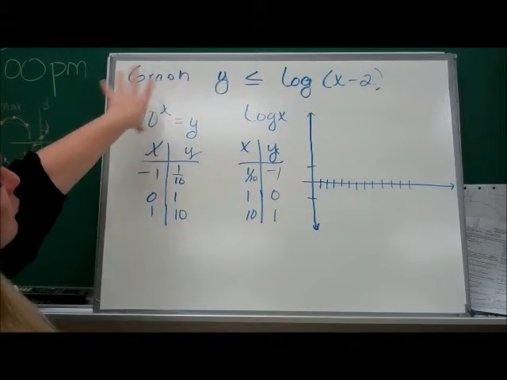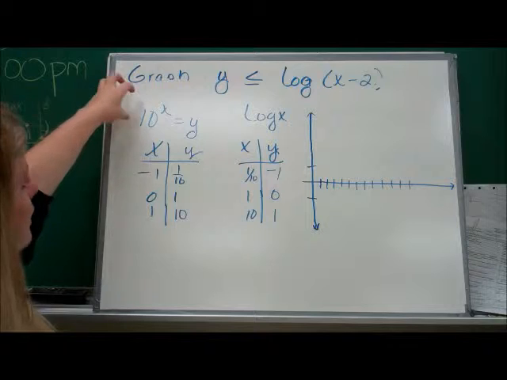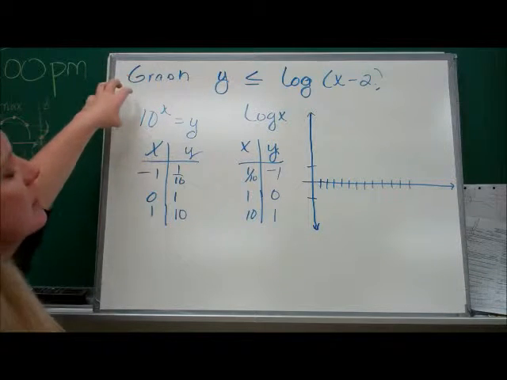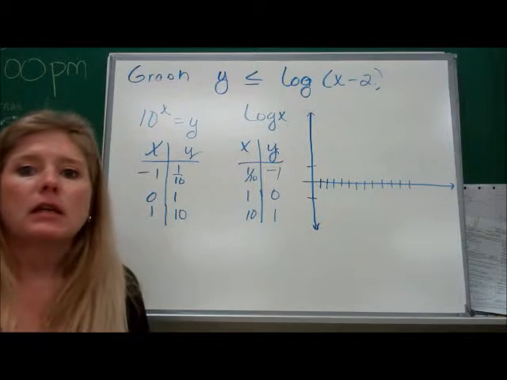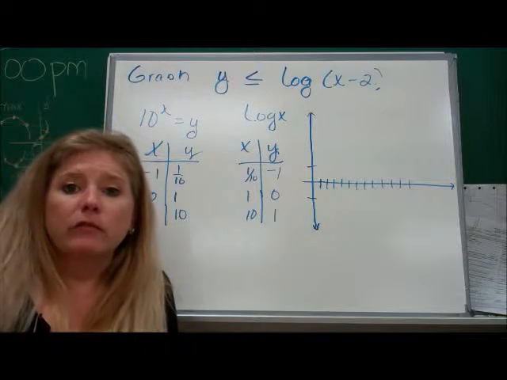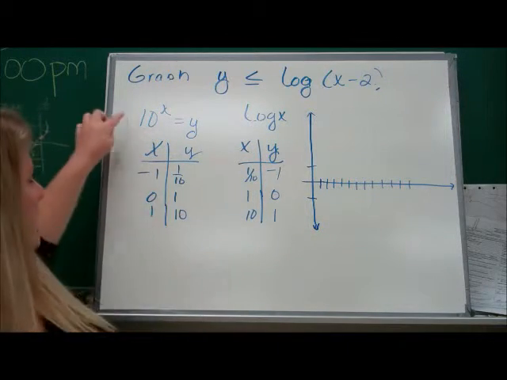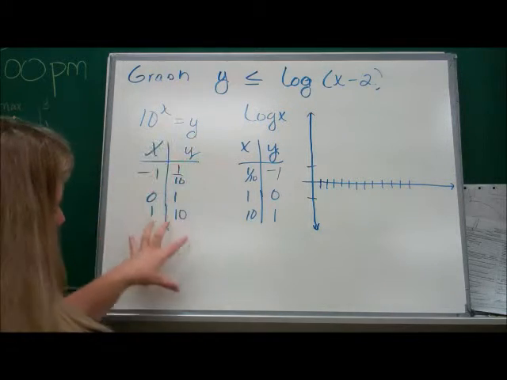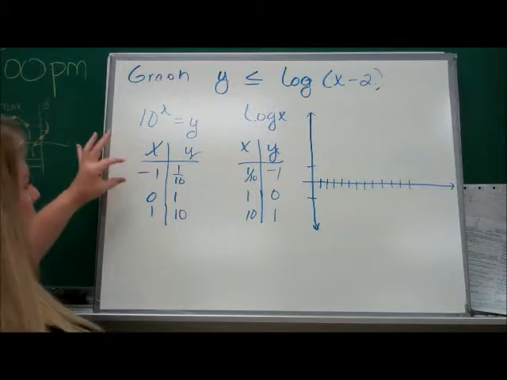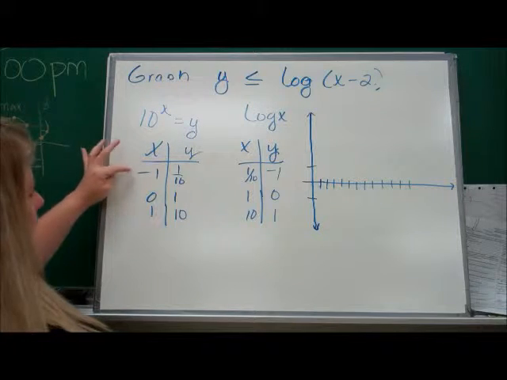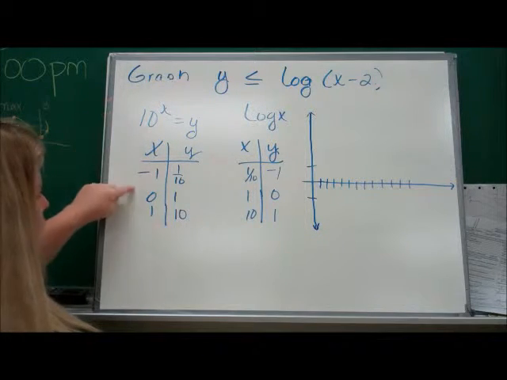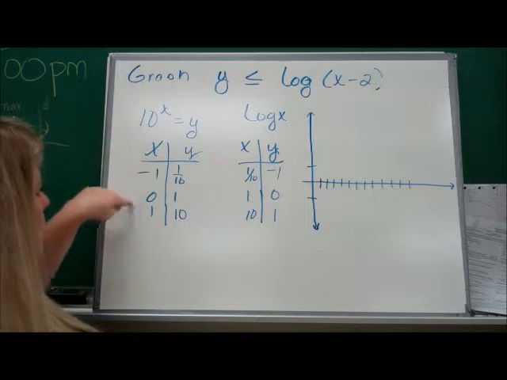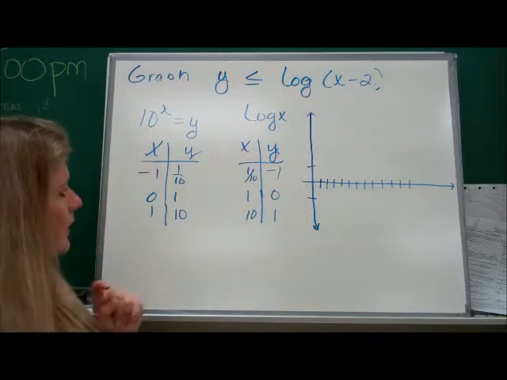So, to graph it, since it's a logarithm, we need to get some points by converting to its exponential inverse. 10 to the x equals y is its exponential inverse. So we use that to get some points. Okay, using -1, 0, and 1, 10 to the negative first power is 1/10, 10 to the 0 is 1, 10 to the first is 10.